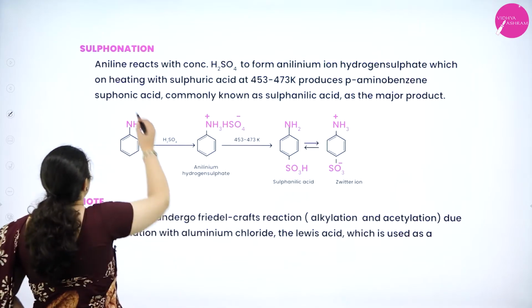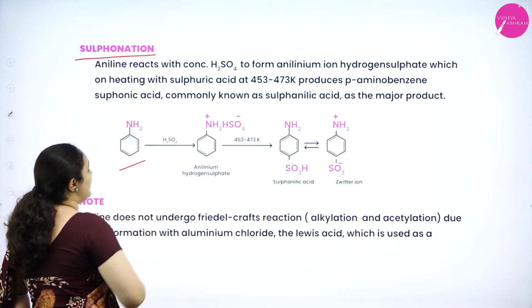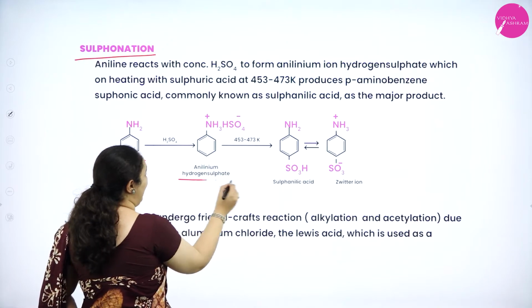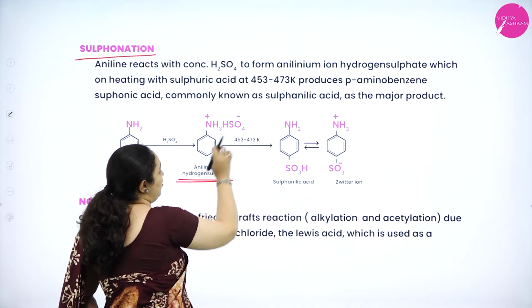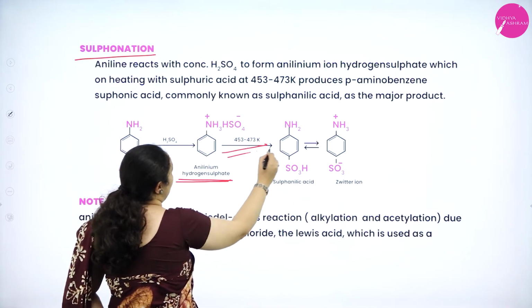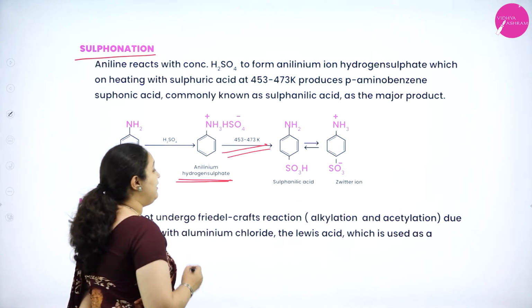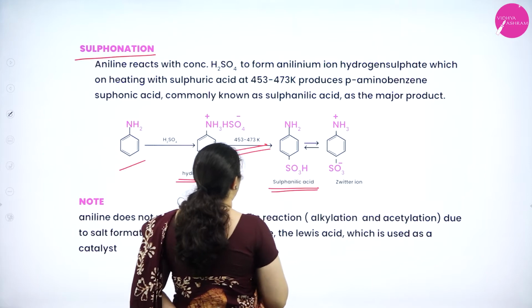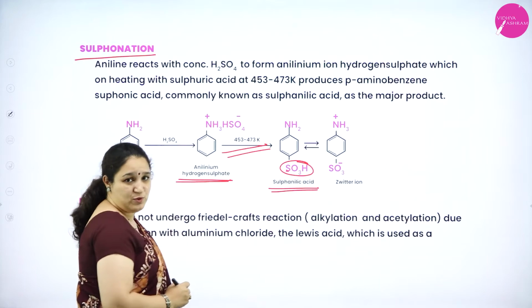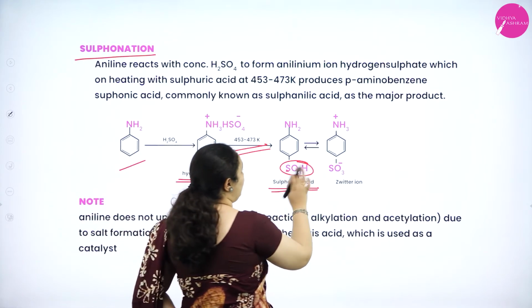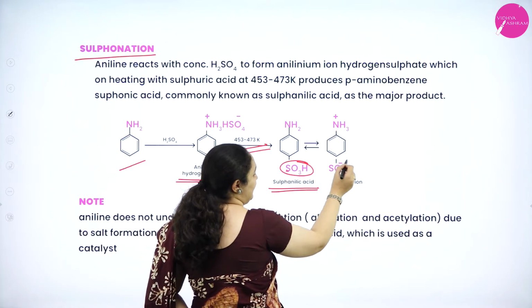Next we have the sulfonation reaction. Aniline reacts with concentrated sulfuric acid to form anilinium hydrogen sulfate. You can see NH3 plus HSO4 minus. Further, when it is heated at 453 to 473 Kelvin, it will form sulfanilic acid, that is, SO3H will come and get attached to the para position, and here you can see it forms this zwitterion form, that is, the H plus can go to nitrogen to form NH3 plus and SO3 minus.